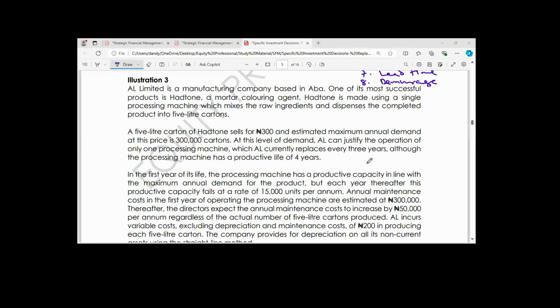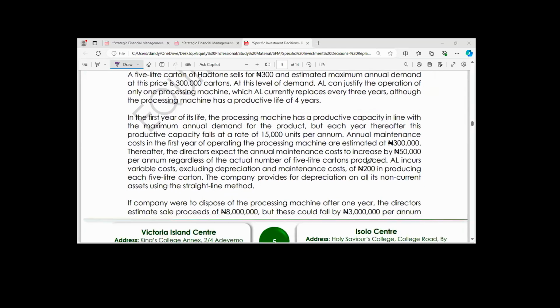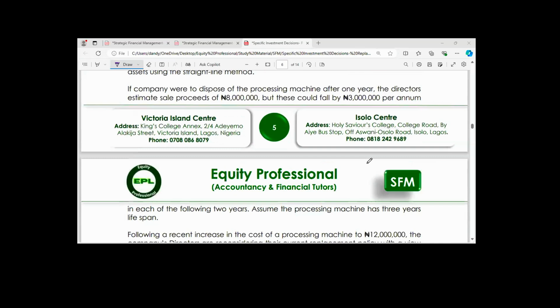Annual maintenance costs in the first year of operating the processing machine are estimated at 300,000. Thereafter, the directors expect the annual maintenance costs to increase by 50,000 naira per annum, regardless of the actual number of 5-liter cartons produced. AL incurs variable costs, excluding depreciation and maintenance costs, of 200 naira in producing each 5-liter carton. The company provides for depreciation on all its non-current assets using the straight line method. If the company were to dispose of the processing machine after 1 year, the directors expect sales proceeds of 8 million naira, but this could fall by 3 million per annum in each of the following 2 years. Assume the processing machine has a 3-year lifespan.